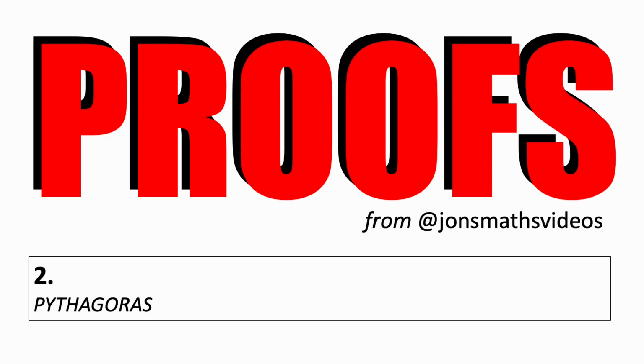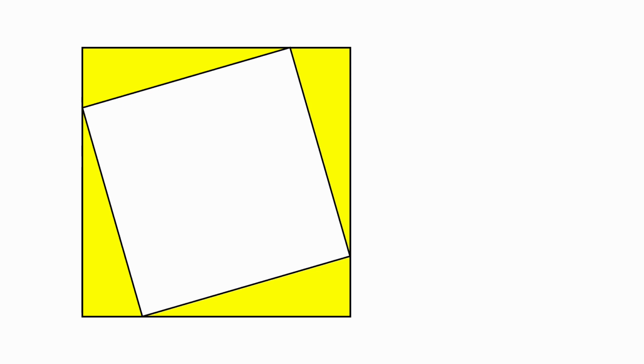So here's number 2 in an occasional series of proofs that I'm going to make when and if I feel like it. And it's a classic, it's Pythagoras theorem. So I'm going to start off with a big yellow square with a smaller white square inside it. But I'm going to rotate the white square into the yellow square until it makes 4 triangles.